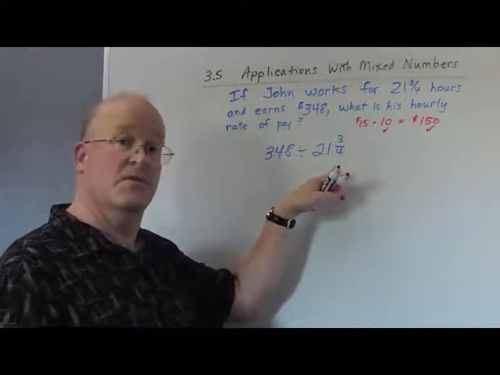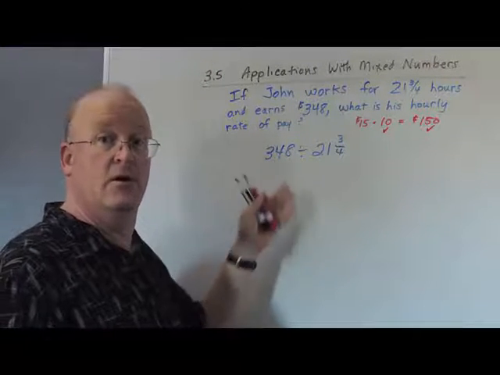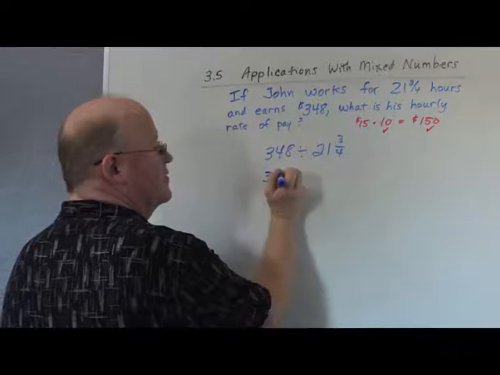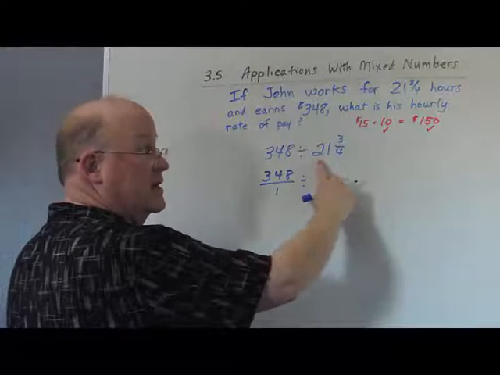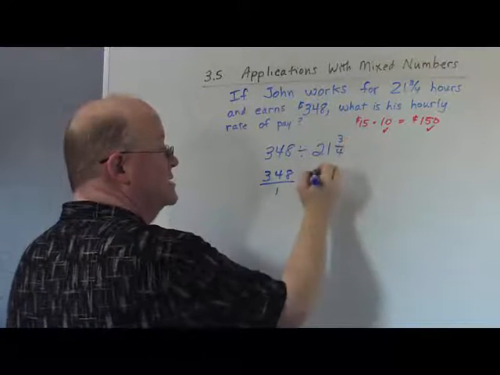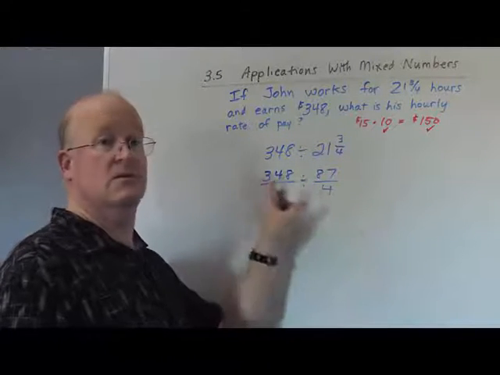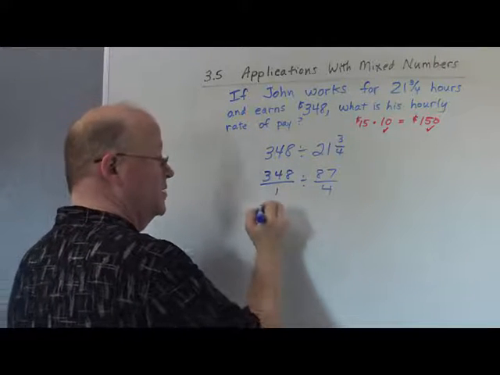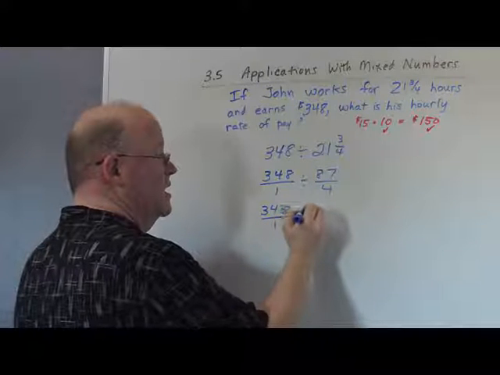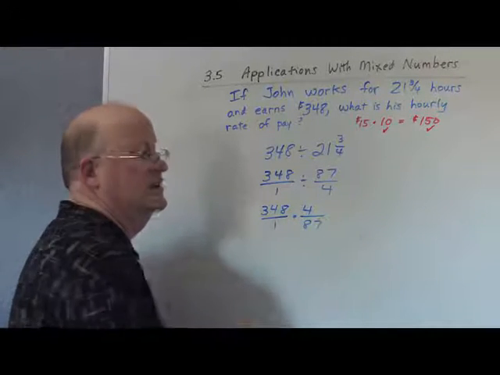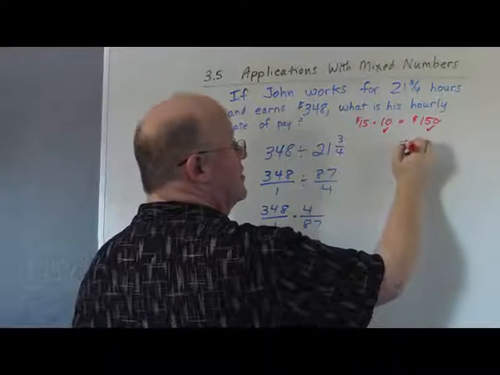Well, we're going to have to convert this first into an improper fraction, and we might as well write that 348 over 1. So 348 over 1 divided by, now 4 times 21 is 84, plus 3 makes 87. So 87 over 4. We cannot cancel across a division sign. We need to convert this into a multiplication problem. So 348 over 1 times 4 over 87. So we've got some rather large numbers, but let's go over here to our scratch paper.